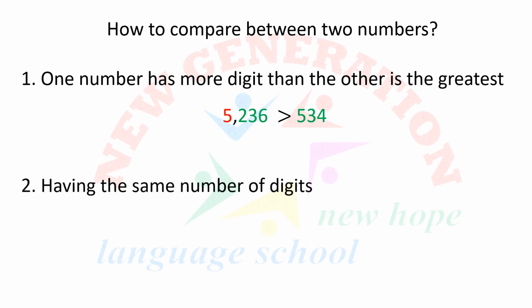Okay, if they have the same number of digits, I start from the biggest place value on the left. I start to compare between them. For example, in this number, the 5 equals the 5, so I switch to the next number, which is 4. 4 and 4 are the same. I switch to the next number, 2 and 0. 2 is greater than 0, so the whole number 5426 is greater than 5400.